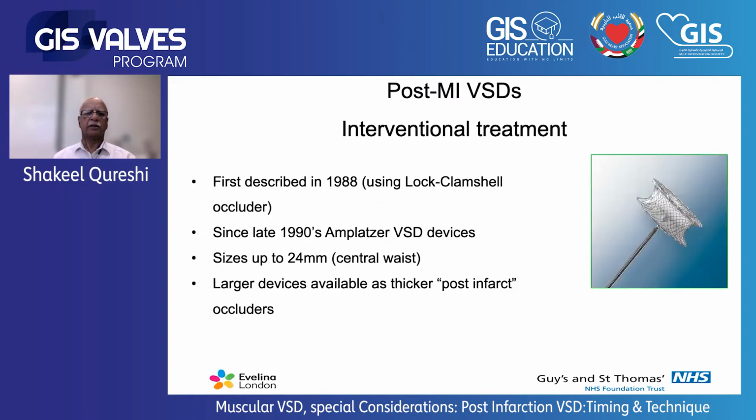And this is how interventional treatment was developed, although surgery remained the gold standard, albeit high risk. The first description, in 1988, was of a Lock clamshell device to occlude the ventricular septal defect post-infarction. And since the late 1990s, better devices such as the Amplatzer VSD devices have been used. These are available up to 24 millimeters, and there are some larger devices available as the so-called post-infarct VSD occluders.